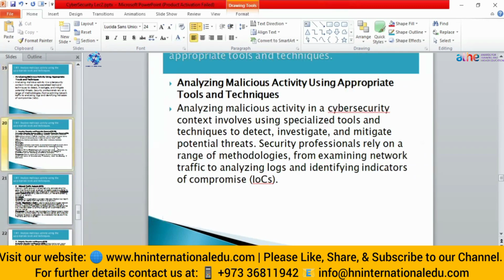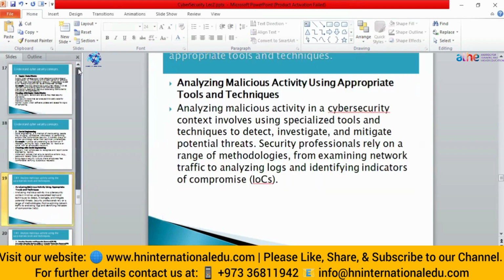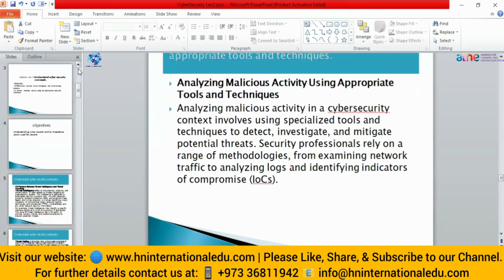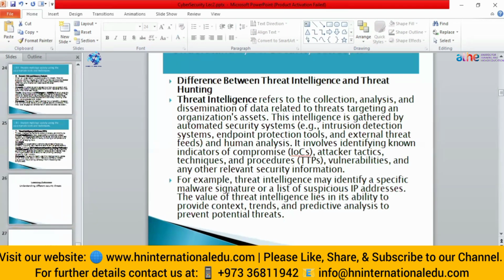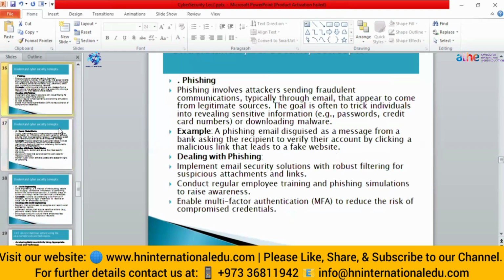So we discussed different kinds of threats. Till now, we have discussed the difference between threat intelligence and threat hunting, which are the most important concepts of cybersecurity. So if you have any question till now, let me know, then I will move towards the next topic. No, miss, it's clear. Okay.